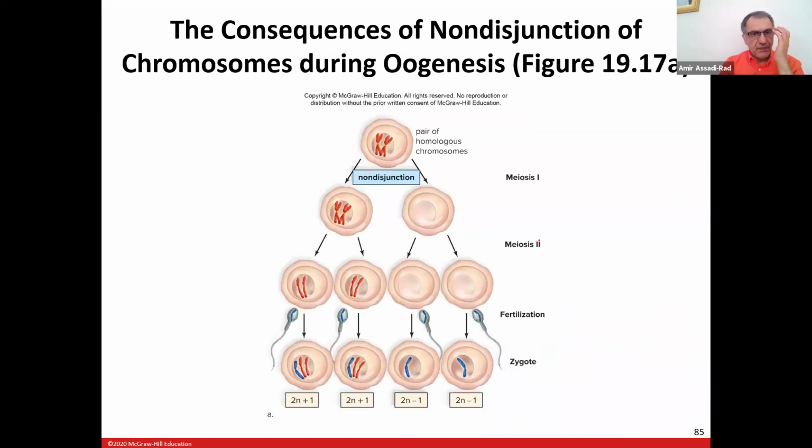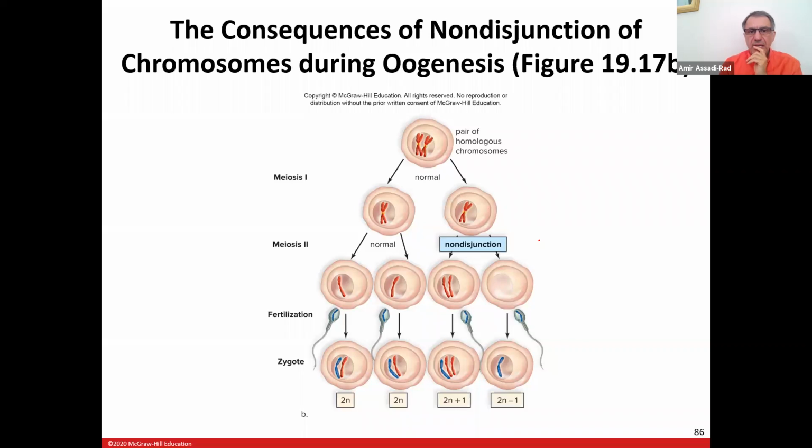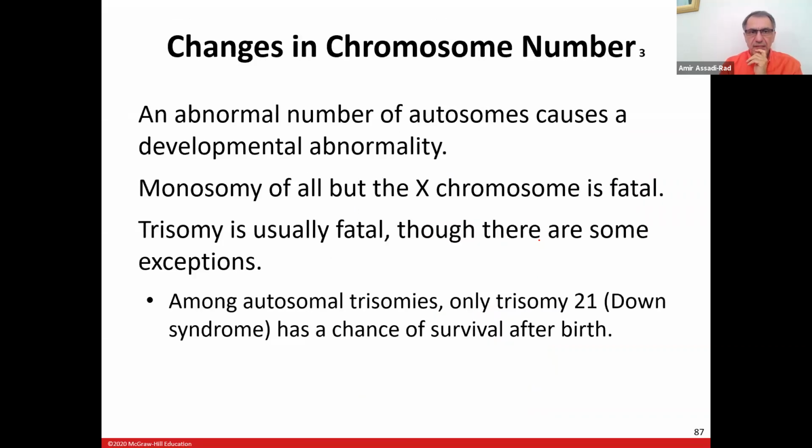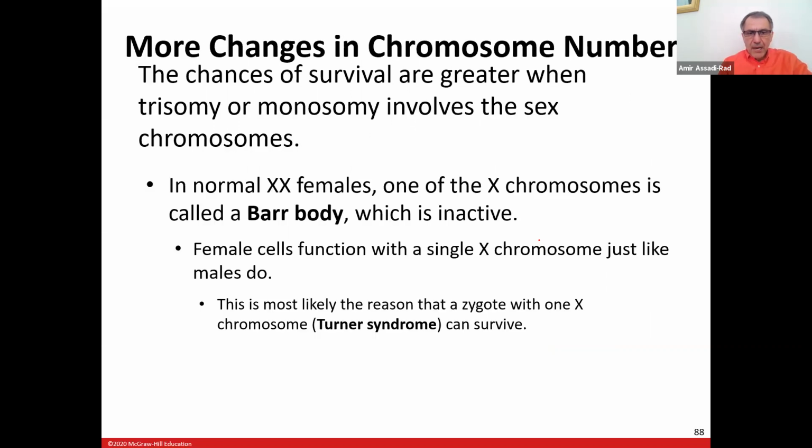So here you go, the diagram showing you exactly what is happening. That's why I said I like your textbook. In the case of trisomy, non-disjunction, monosomy and so on. Abnormal autosomes cause developmental abnormality; monosomy of all but X chromosomes is fatal. So we'll talk about that too. Among autosomal trisomies, usually trisomy 21, Down syndrome, has a chance of survival. Turner syndrome, Down syndrome, all of those are important to know.